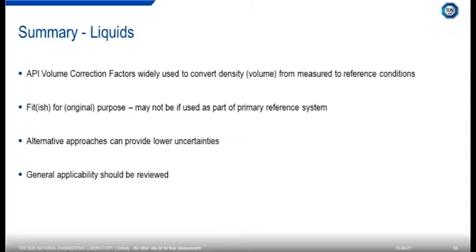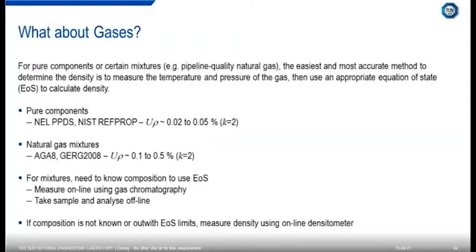Lower uncertainty can be achieved by using alternative approaches, but they are more application specific. Nevertheless, it's worth reviewing the general application of your calculation methods. That's liquids. Just briefly, I'll touch on gases. For pure components or certain mixtures, for example, pipeline quality natural gas, the easiest and most accurate method of determining the density is actually just to measure temperature and pressure and calculate it using an appropriate equation of state.